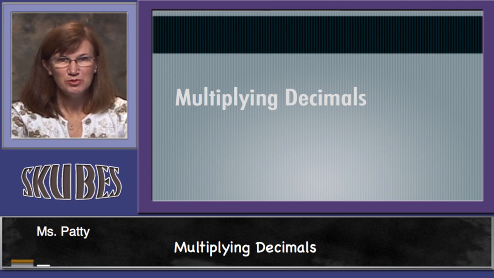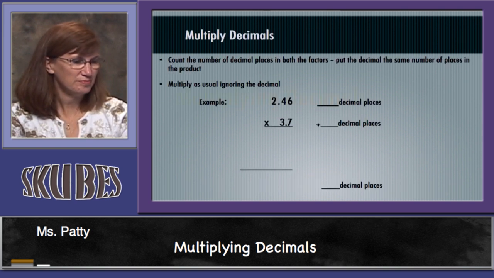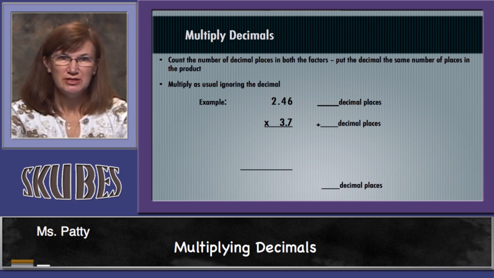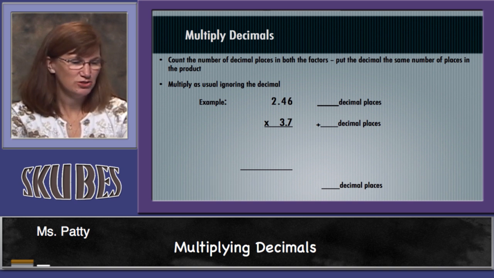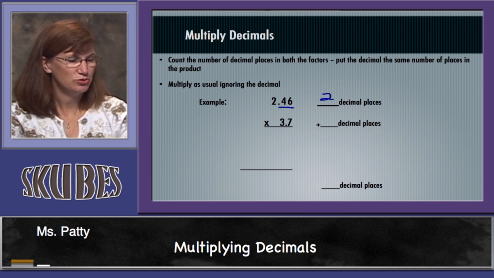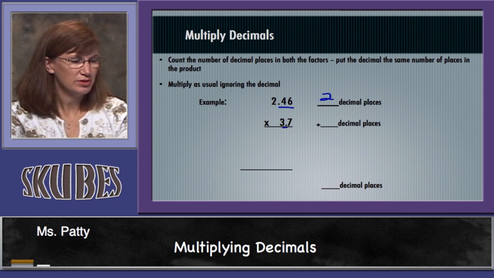This lesson is on multiplying decimals. When you multiply decimals, what you need to do is count the number of places behind the decimal in both factors. So we'll start with the first one. We have 2 places behind the decimal, the 4 and the 6. And over here to the side, I'm going to write a 2. In the second factor, we have 1 place behind the decimal, and that's the 7. I'm going to write a 1.